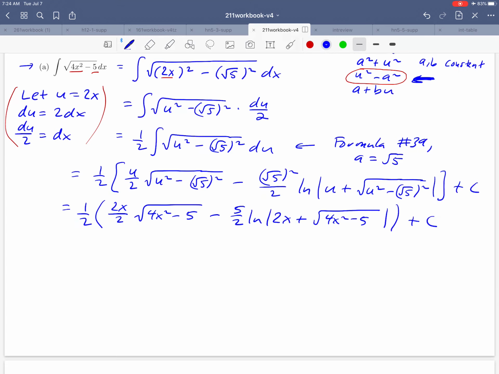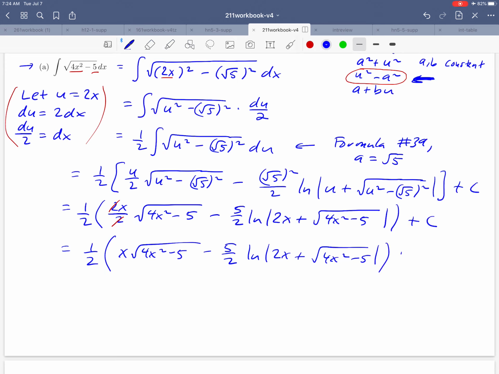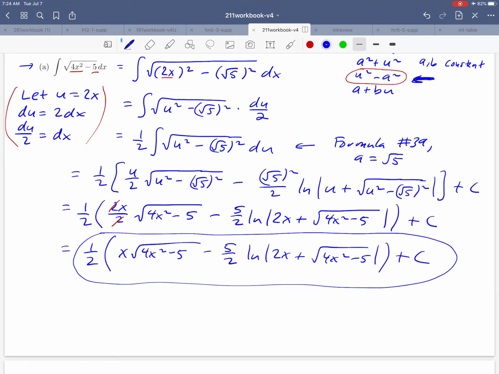Now that would be perfectly okay as a final answer, but we could do a little simplifying here. Notice that these 2's go away, for example. I'm going to cancel those and just rewrite this one more time: x times the square root of 4x squared minus 5, minus 5 halves ln of the absolute value of 2x plus the square root of 4x squared minus 5, plus C. If you wanted to, you could distribute the 1/2 through, but we don't really have to do that. I'm just going to take this as our final answer.